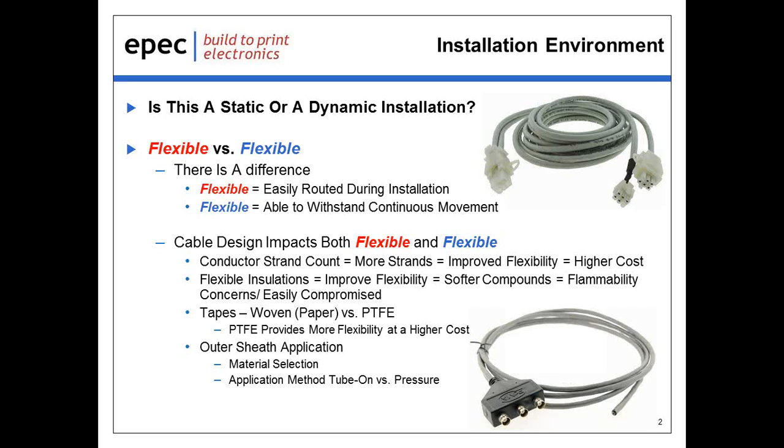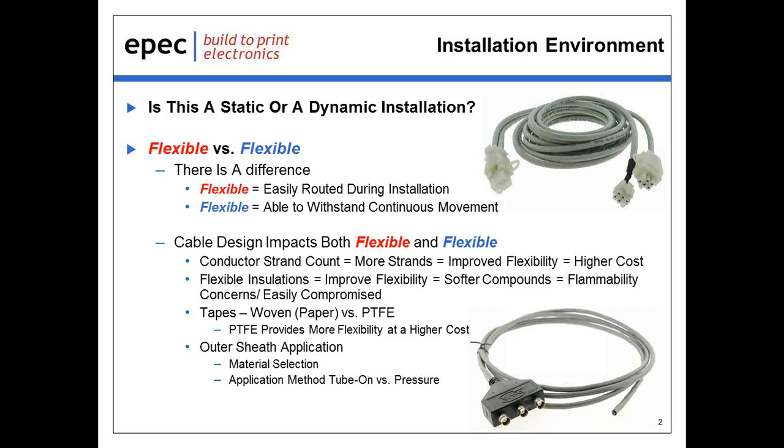And there really are two types of movement that we need to be concerned with: flexibility with regards to installation and flexibility with regards to movement during an assembly's life. And there really is a difference in the construction between the two. The flexibility associated with installation really entails the ability of an assembly to be routed easily during the installation. Now, this could mean that the assembly needs to be flexed repeatedly during the initial placement in its intended work environment, and it could mean that it needs to go around some fairly tight bend radiuses that we need to be concerned about when we actually develop the assembly.